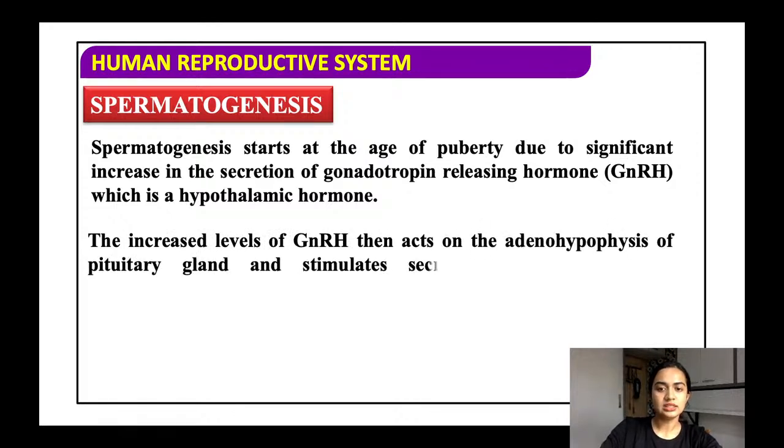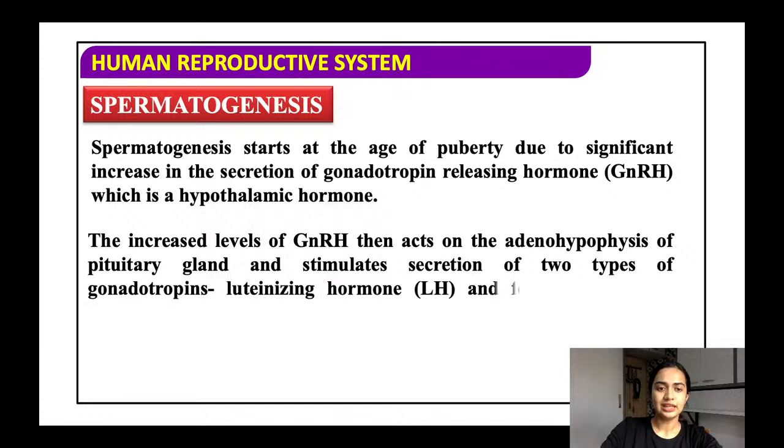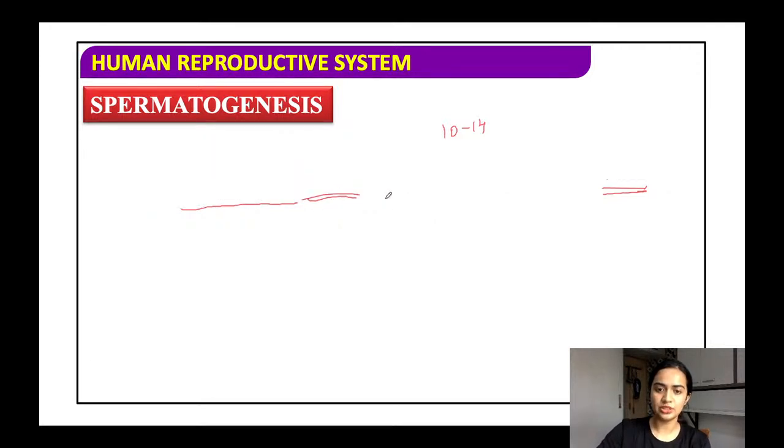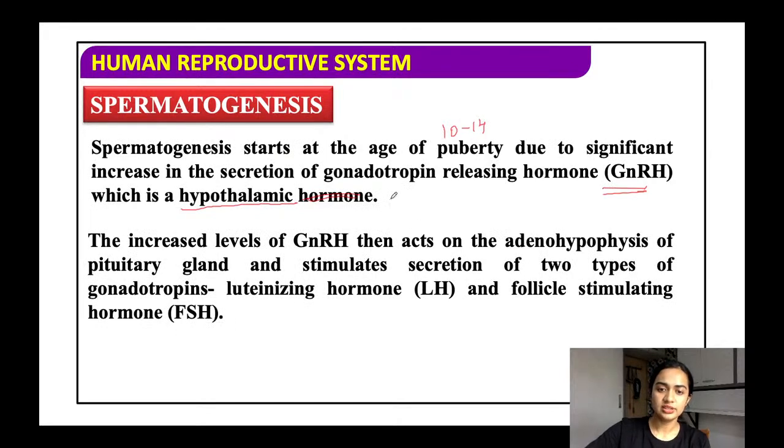Now, spermatogenesis will start at puberty, that is at age, we can say, between 10 to 14 years. Fine? And why does it start? Because it will start when there is an increase in GnRH, which is secreted from the hypothalamic region. It is known as a hypothalamic hormone because it is secreted from the hypothalamus. And moreover, the hypothalamus is located in the anterior lobe of the pituitary.